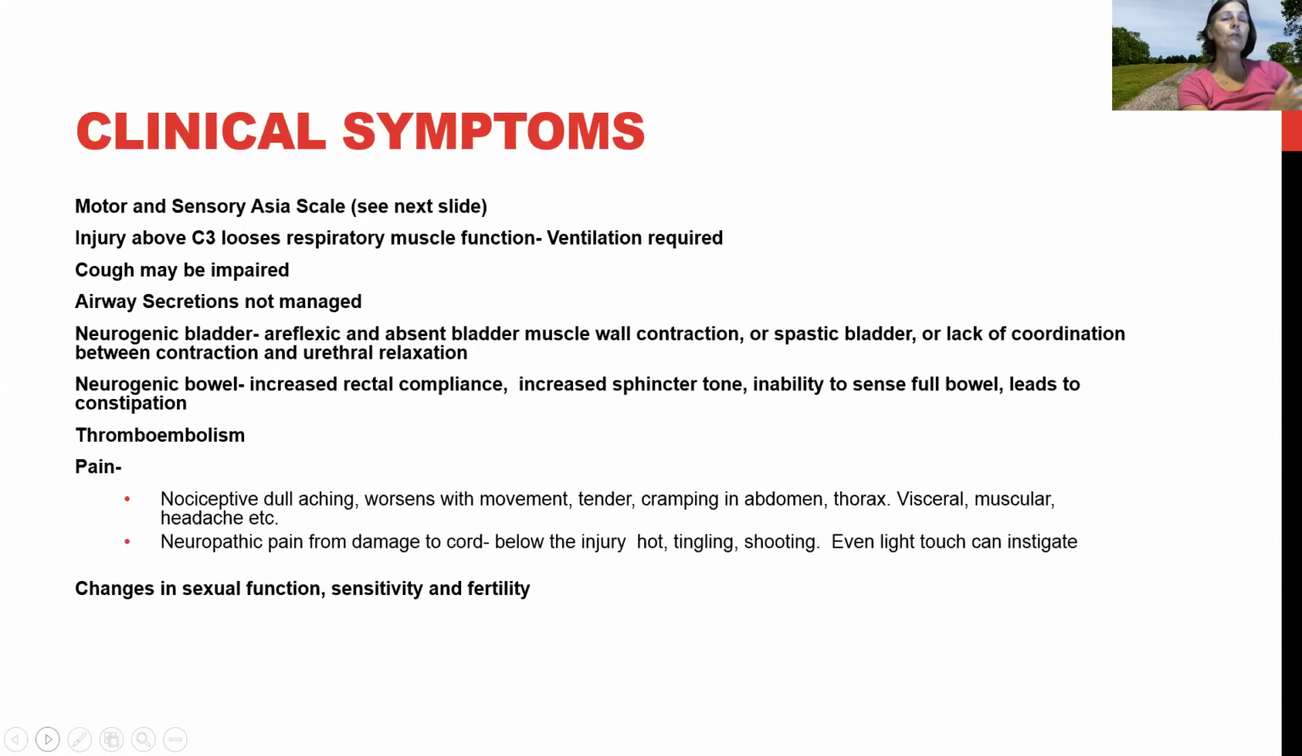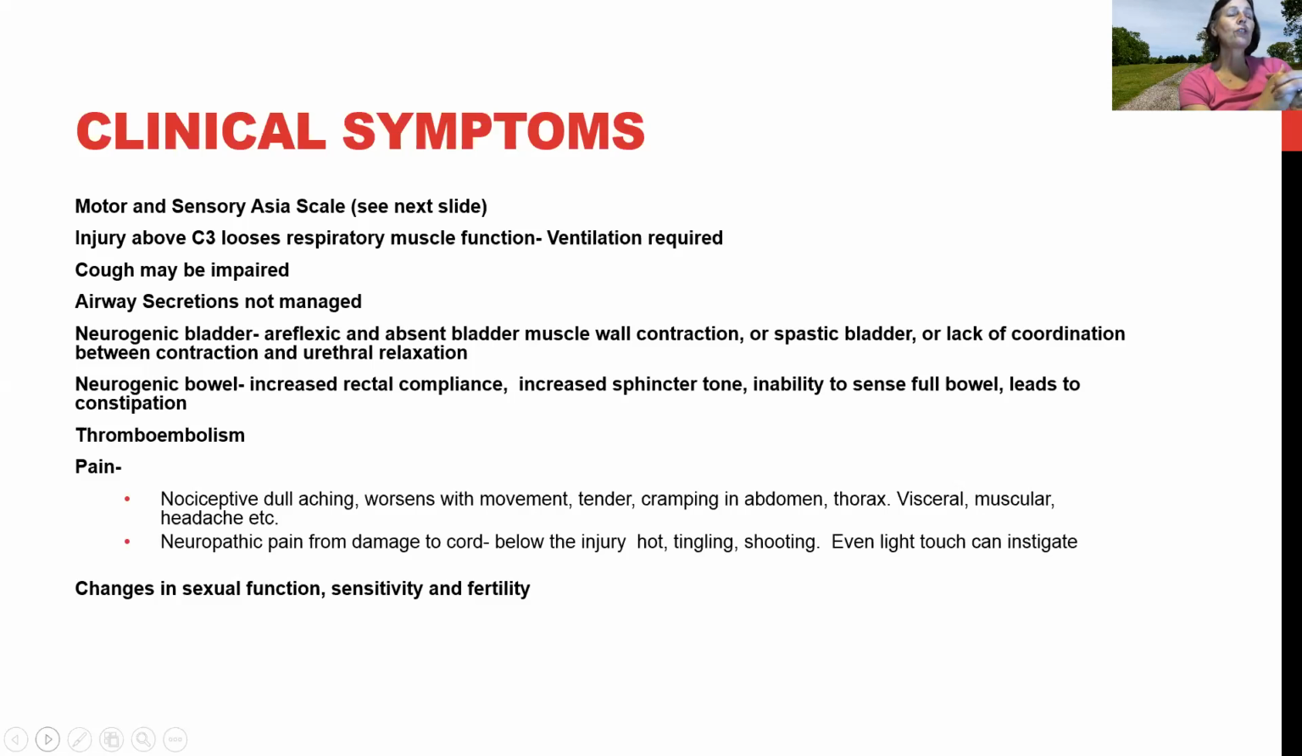Another thing that will happen to a spinal cord injury patient is they're very high risk for thromboembolism, venous thromboembolic disease, VTE. And that's because of the immobility and the hypercoagulability from the injury. So, we've talked about that in other units. We'll talk more about it in a minute.